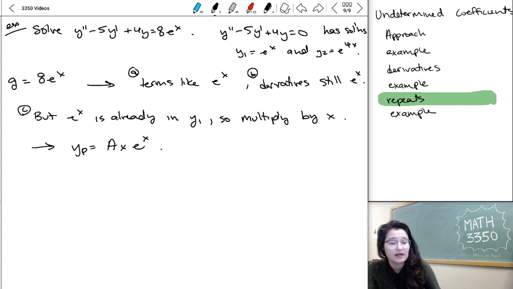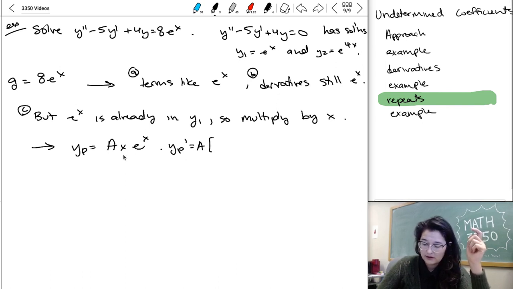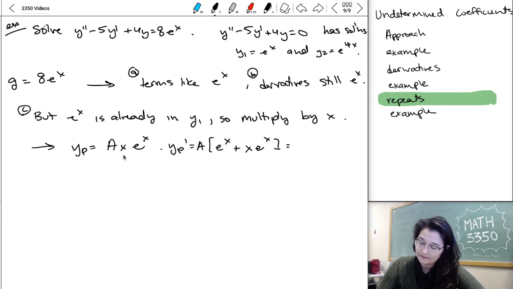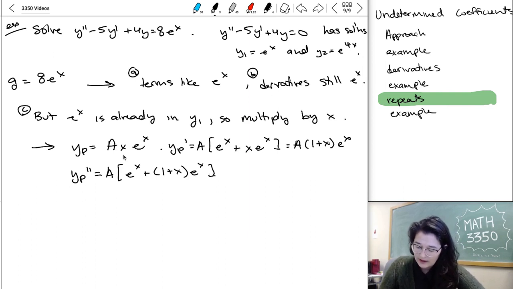To take my derivatives, I need to use a product rule. So y sub p prime is going to be a times derivative of x is 1 times e to x stays the same, plus x times derivative of e to x, which is just e to x. Or that's a times 1 plus x e to x if I pull out that common term e to x. And then y p double prime is a times derivative of all this stuff. So derivative of 1 plus x is still 1 times e to x. And then I keep 1 plus x the same, and I take derivative of e to x, which is just e to x. And if I want to simplify this a little bit, I've got a times 2 plus x e to x.